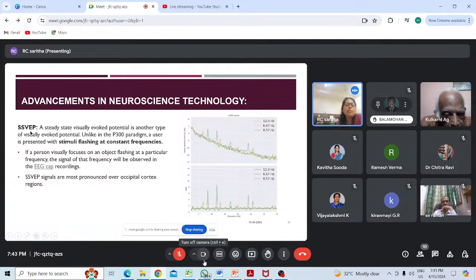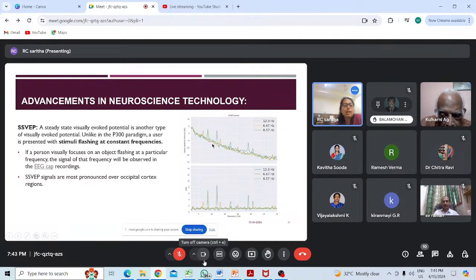The next method is SSVEP, which means steady state visually evoked potential, another type of visually evoked potential. But here, the visual stimuli will be flashing at constant frequencies. That means the card is being kept and taken away frequently. How the subject who is visually seeing it responds to the frequent presentation of the same stimulus can be recorded by using SSVEP. So if the person is visually focusing on an object flashing at a particular frequency, the signal of that frequency will be observed in the EEG cap recordings.